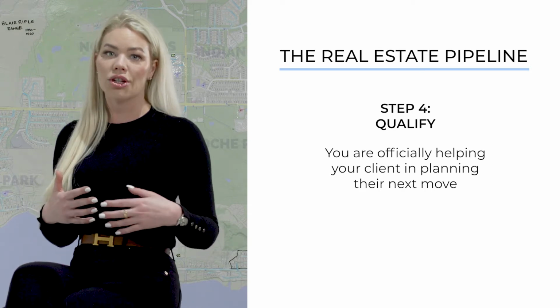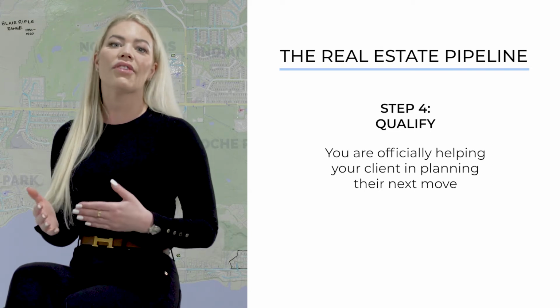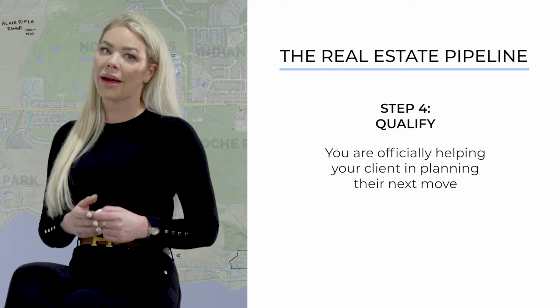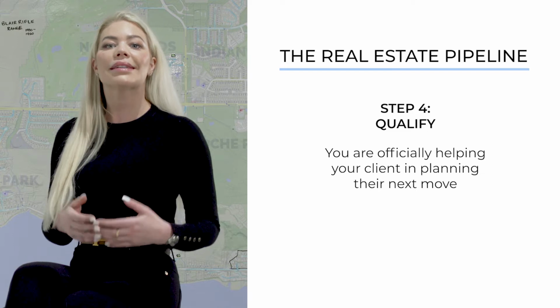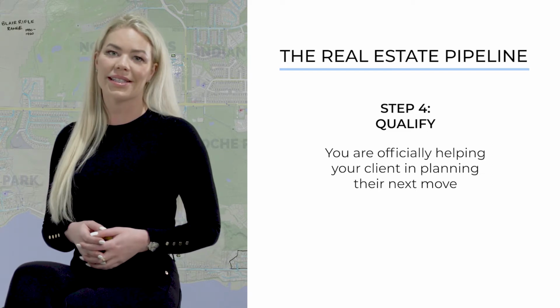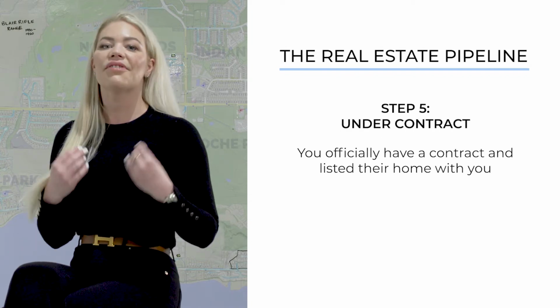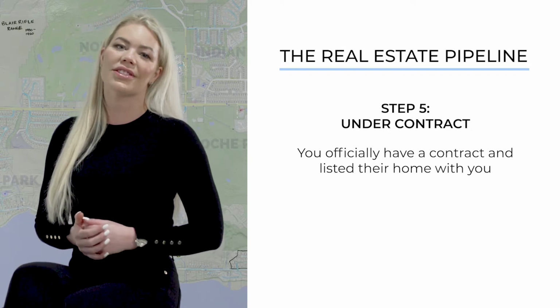However, at this stage, you are already in the middle of the staircase. Here you are having very qualified conversations. You have probably performed a CMA for their home, and you may be visiting other listings with them to help them assess what's out there for a move if they decided to list. Under contract. This is another milestone. They've officially listed with you. You have a contract and you have listed their home for sale.